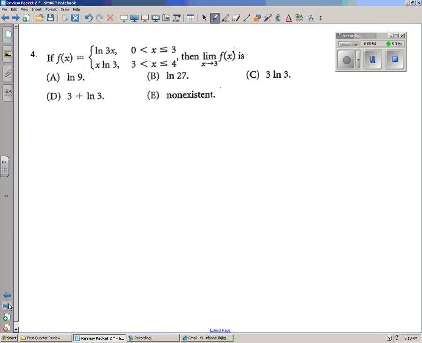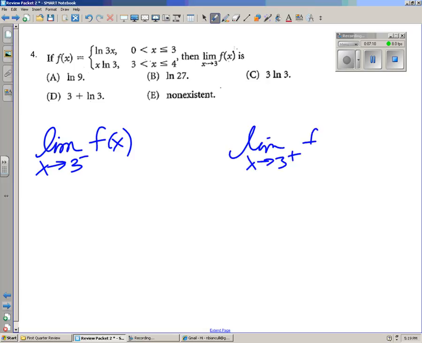All right, number 4, if f of x is that function, the limit as x approaches 3 of f of x. Yes, you have to think of the shutter method here in some sense. We have to get the limit from the left and the limit from the right and see if they agree, because x equals 3 is kind of the glue point of the function. So from the left, we're going to use the top rule.